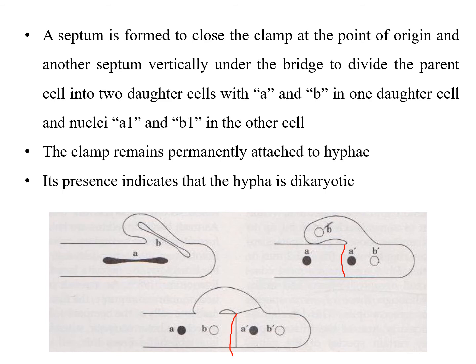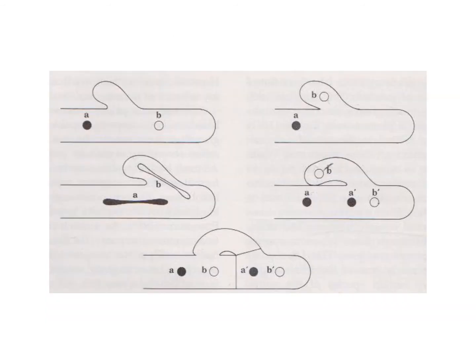So the presence of the clamp on the hyphae indicates that it is a secondary, dikaryotic mycelium. Here we can see the complete picture of the clamp connections: formation of the hook-like structure, movement of the nucleus into the clamp connection, simultaneous division of nuclei, and formation of septa to divide the newly formed nuclei into two different cells.